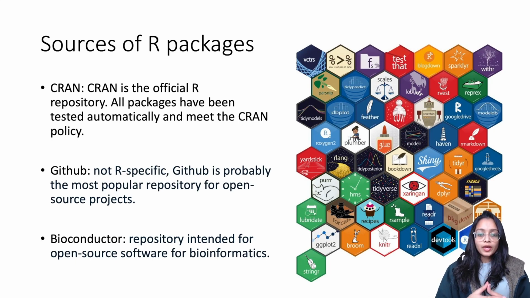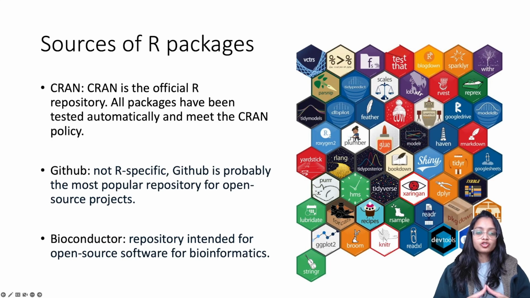The other location where the code can be hosted is GitHub, and although GitHub is not very R specific, it's probably the most popular repository for open source projects, and a lot of code for bioinformatics analysis is being hosted on GitHub. So there might have been packages in the past that we downloaded from GitHub, and if not, then there will be packages in the coming future where we will be downloading the packages from GitHub.